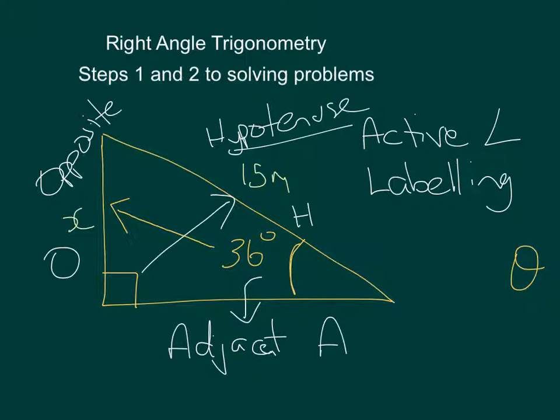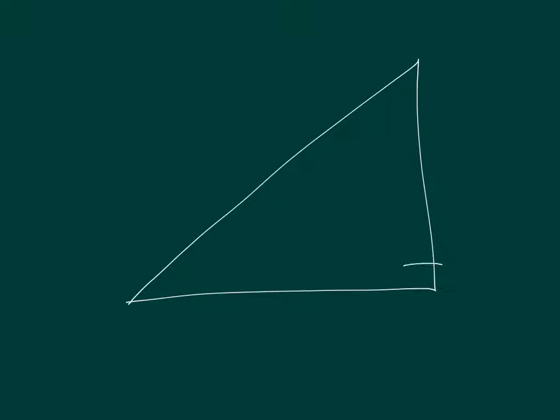So let's go over another example. If we draw ourselves another triangle, I'll draw it this way this time, and there's our right angle, and let's say this is our angle up here. What would we label the three sides? Let's just imagine that's angle theta. This is just an example, you don't have to worry about the number at this stage. What would you label the other sides?